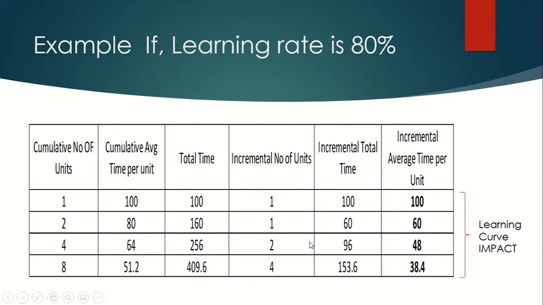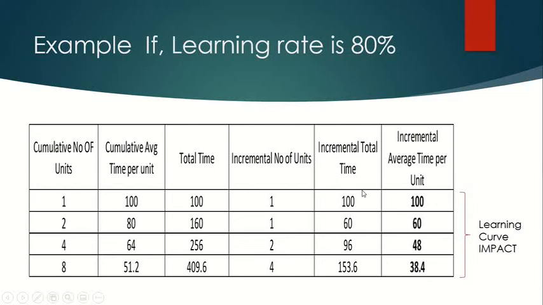So here, incremental units 1, between these two you can see incremental units 1, between 2 and 4 you can see incremental units 2, between this 4 and 8 you can see incremental units 4. So incremental time you can take from this total time column: 100, here the difference 60, the difference 96, this difference is 153.6. Then we can find the incremental average time per unit.